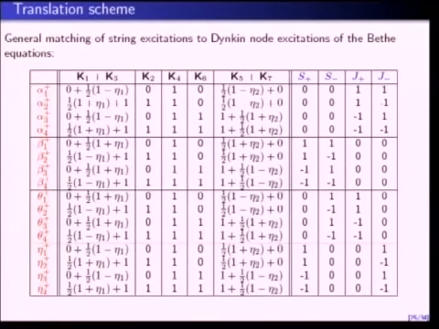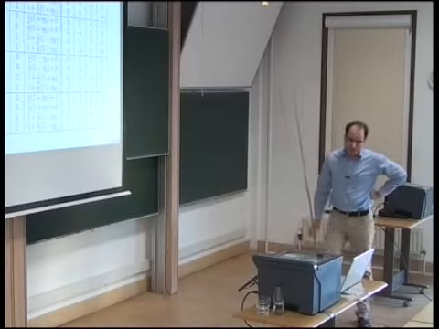If you want to go to higher sectors, you have to deal really with a nested structure, and for this it is important to translate, this is an awful transparency, I know, the string oscillator excitation structure to the excitation structure on these Dynkin nodes. And this is the translation scheme. So first of all, you have to commit yourself to a choice of eta1 and eta2, and then, whatever you want to do, you consider a certain string excitation sector, and then you can read off how many Dynkin labels are excited in this table.